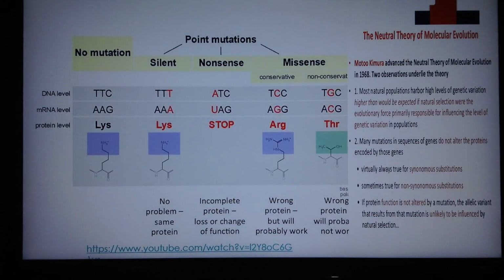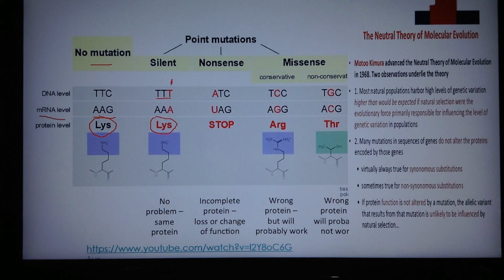This we'll discuss with the help of an example. Here TTC is the wild type code present on the DNA. With no mutation, it encodes AAG at the mRNA level, and the amino acid incorporated with this code is lysine. Now, if there are point mutations, this is a silent mutation. In a silent mutation, we see this is the wobble, the third position of the DNA. It results in AAA. Again, the amino acid encoded is lysine.